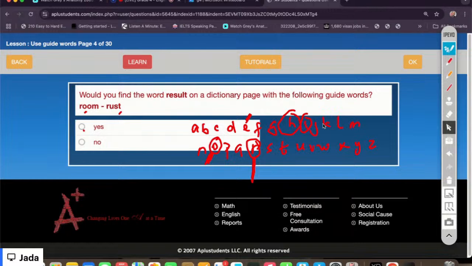Please, if you have a question, you can ask me, alright? So we have results, we have room and rust. Okay, so the first letters are all R, but results is RE, and room is RO, rust is RU. So E comes before O. It's not possible to find the word results in between room and rust because E is already in front and O is starting from here. So O starts here and then this is rust with U. So you cannot find E in between that. So it'll be what? No.